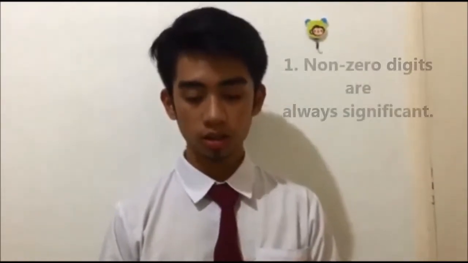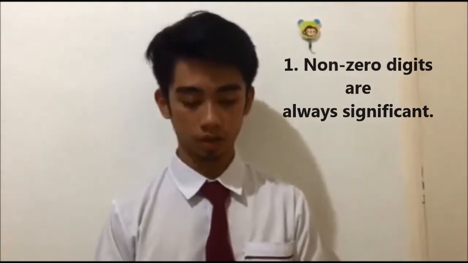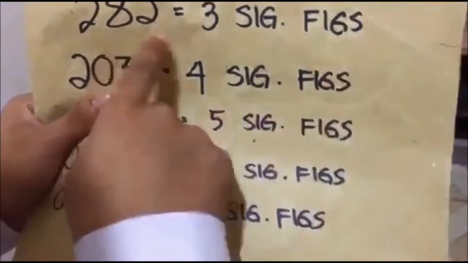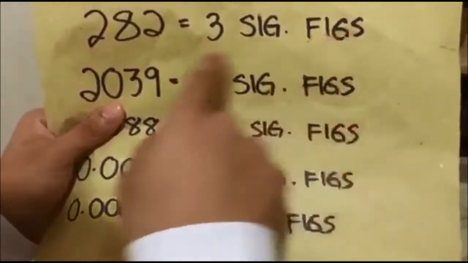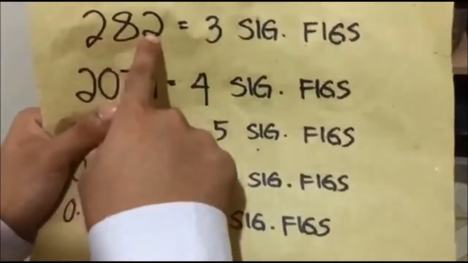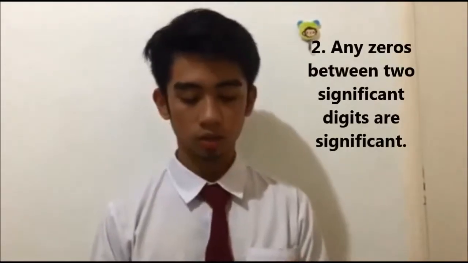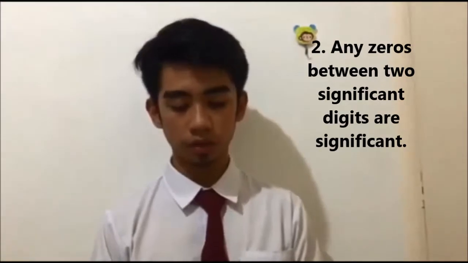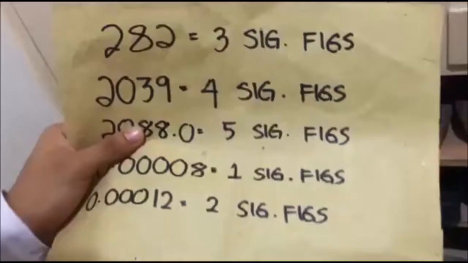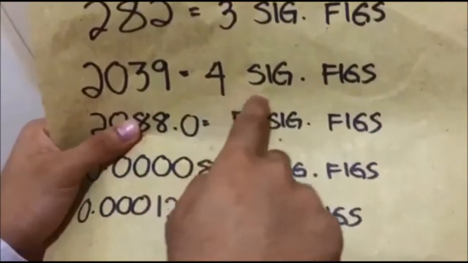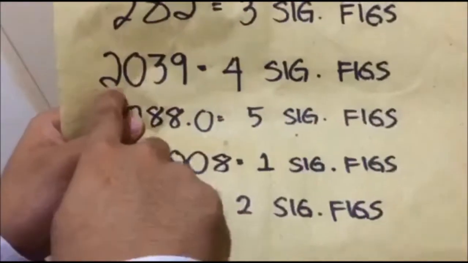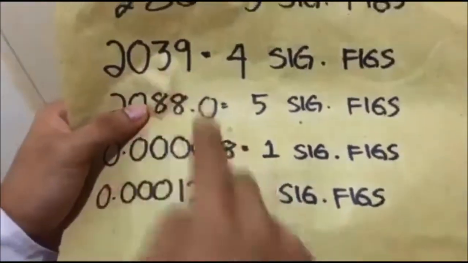First rule, non-zero digits are always significant. Example, 3 significant figures, 1, 2, 3. Second rule, any zeros between 2 significant digits are significant. For example, 4 significant figures, 1, 2, 3, 4.